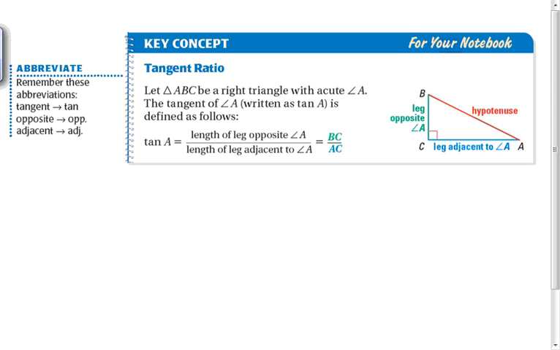So here's just a little more wordy version of the same thing. We have the leg that's adjacent to angle A. So this is angle A. The leg that's adjacent to it, the leg that's opposite angle A. So the tangent of A is the opposite, which is segment BC, over the adjacent, which is segment AC. No hay problema.